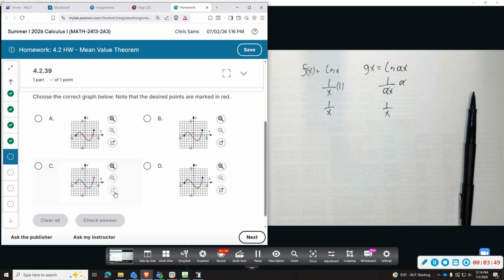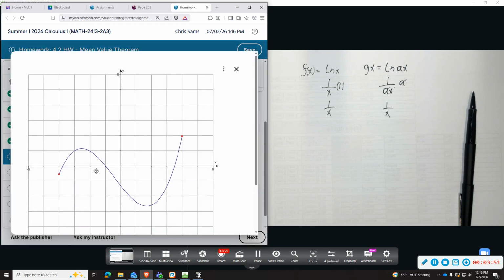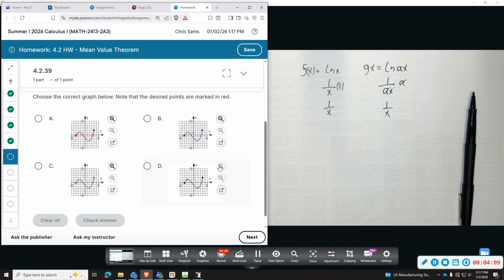We can look at C. Okay, it gives these 2 endpoints. Maybe tangent line there. This tangent line would be, I think, a little bit steeper. It seems like those 2 are a lot steeper than the line we're looking at.